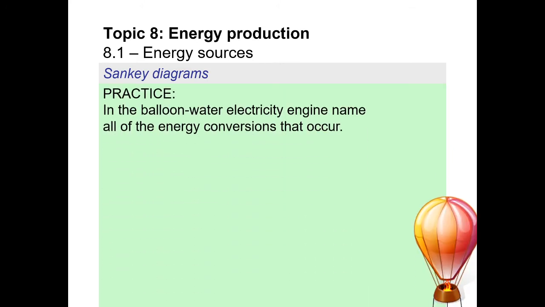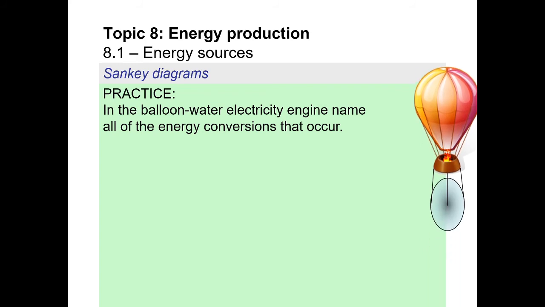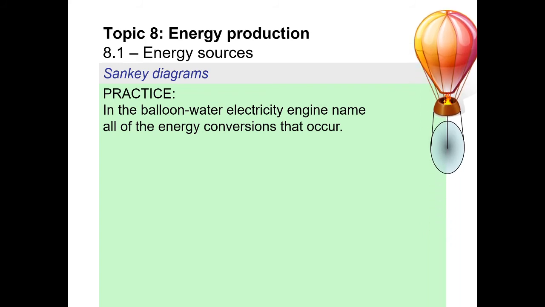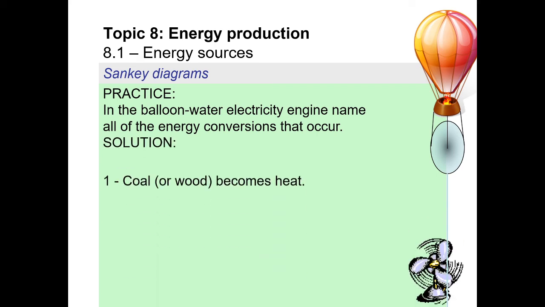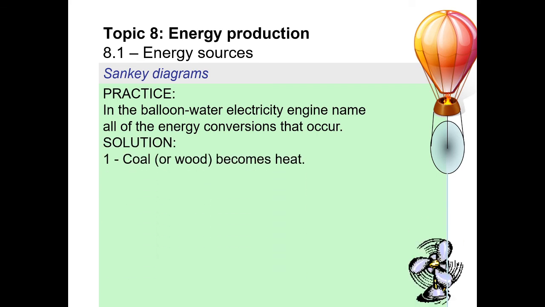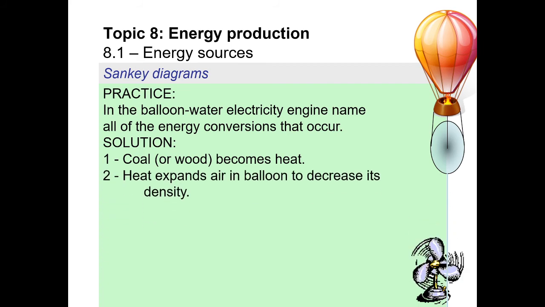In the balloon water electricity engine, name all of the energy conversions that occur. Okay, I'm sure you can think of quite a few right off the top of your head. So, first thing, either you have coal or wood to become heat, or you might even have some kind of oil. Okay, so you have heat generated.